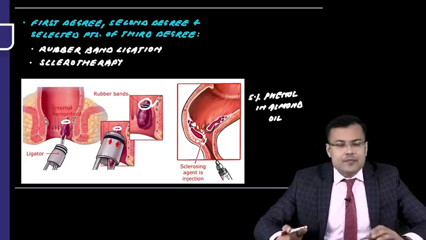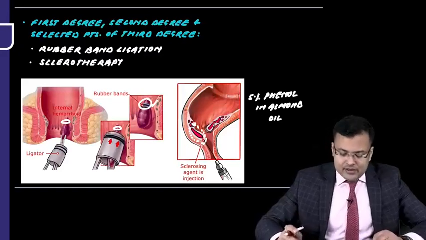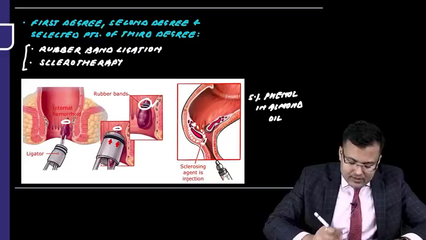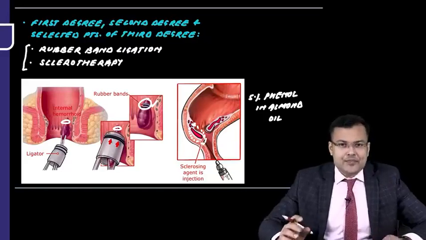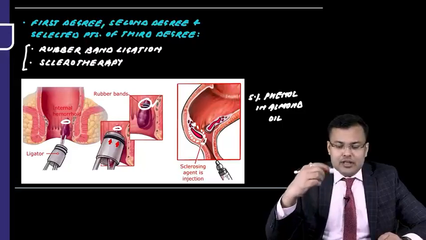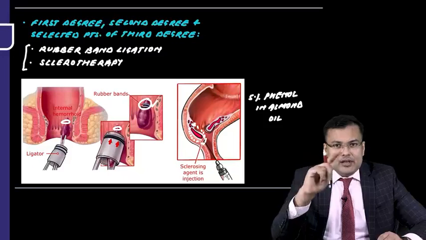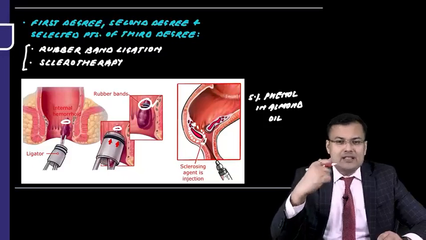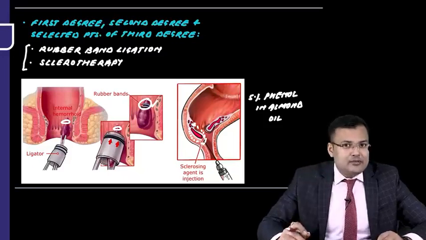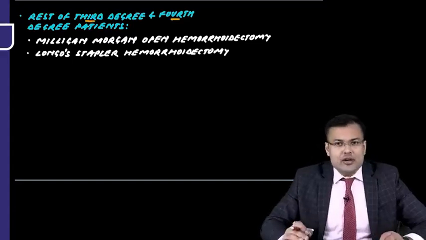And these are used for first degree, second degree and selected patients of third degree. So we have two options, rubber band ligation and sclerotherapy. Now see another problem. Some patients of third degree and fourth degree have prolapse of hemorrhoid. Since there is prolapse, in such patients we have to excise this, and this is known as hemorrhoidectomy. So for the rest of third degree and fourth degree patients, we go for hemorrhoidectomy.